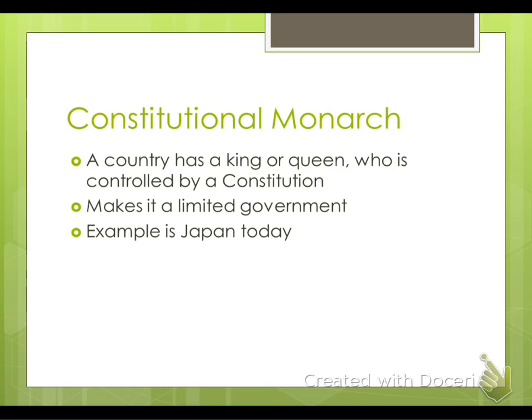But for example, Japan today, they still have a monarch in charge of their country. They still call him emperor. But the problem is he doesn't get the power to do what he wants to. The prime minister of the country gets to do what the Constitution says. So the emperor is there in title only, not in power. So they kind of get paid to walk around, wave, and feel kind of good about that. So it's a limited government as well. So we need to remember it's a government with a monarch, but they're controlled by the Constitution.